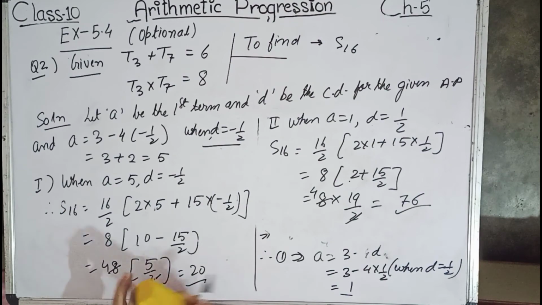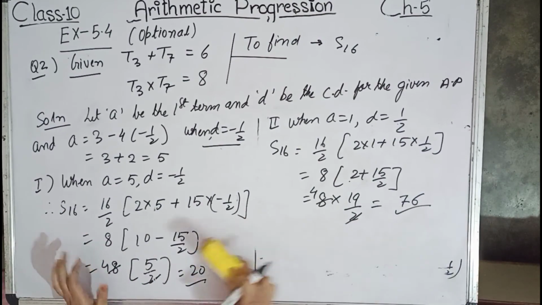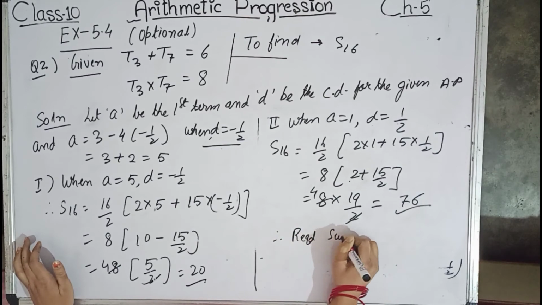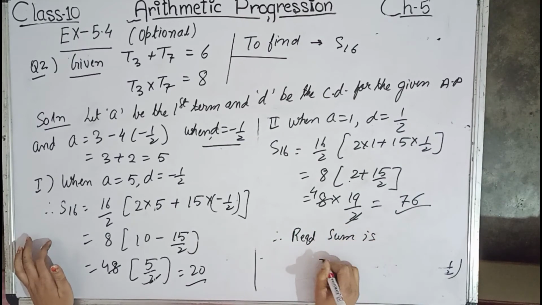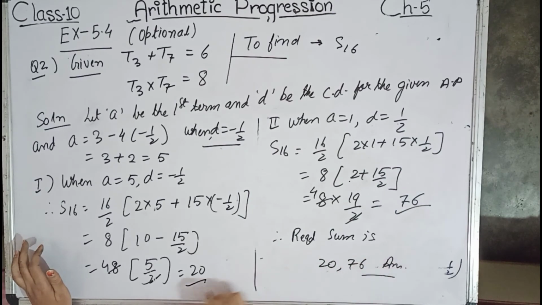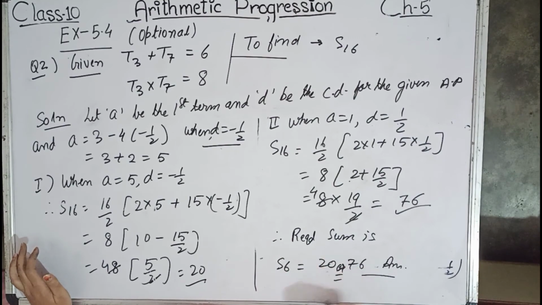So at last you can write over here, therefore required sum is 20 or 76. Answer: S16 equals 20 or 76.